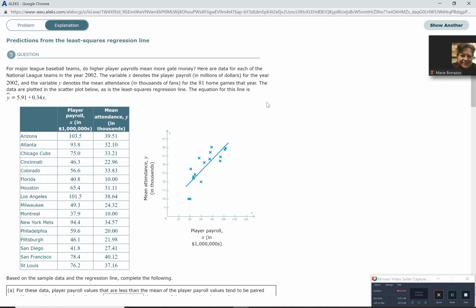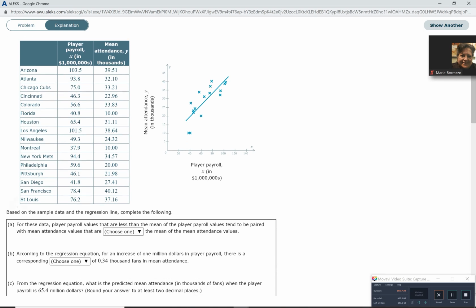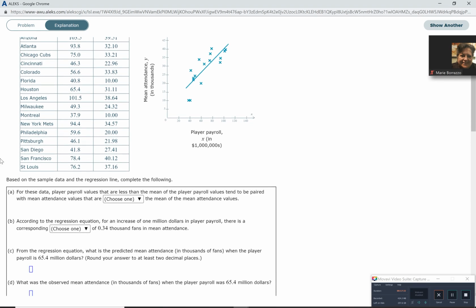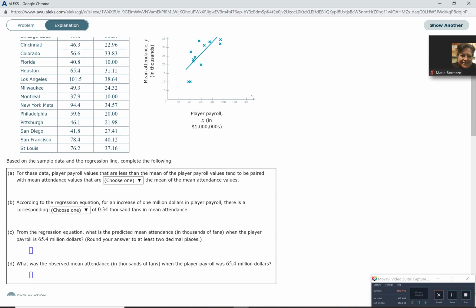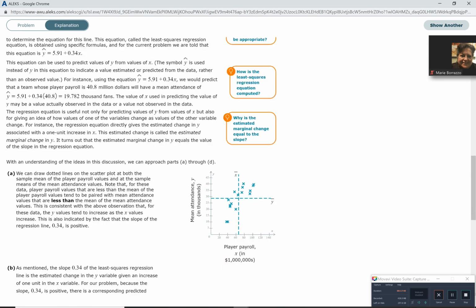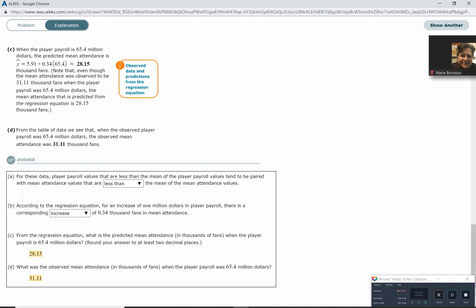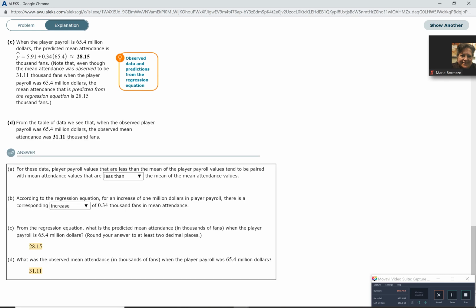So see again, they're showing you player payroll versus attendance. They give you the linear equation, 5.91 plus 0.34x. And so we're choosing, in this case, for the data, the player payrolls that are less than the mean. The mean, by the way, is where this line sits. So these are paired with, and again, we're checking to see if it's less than, greater than. So in this case, this would be less than the mean attendance values.